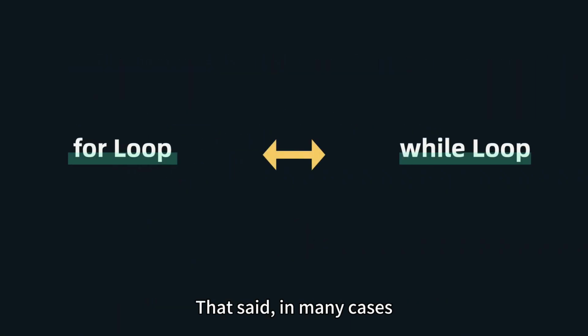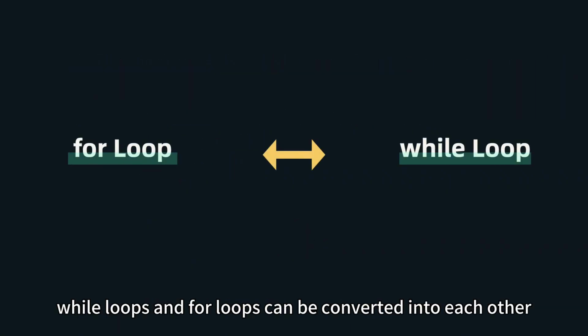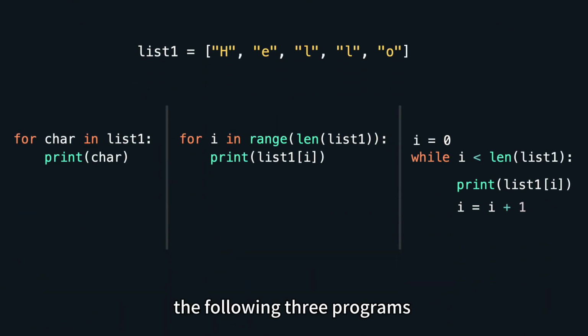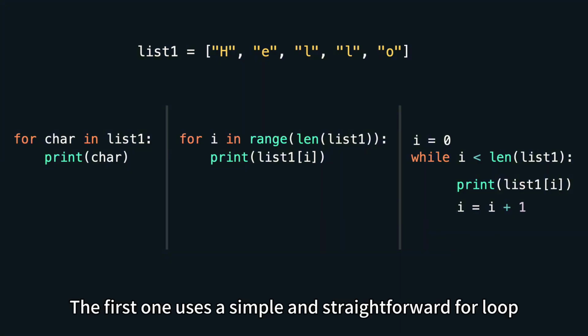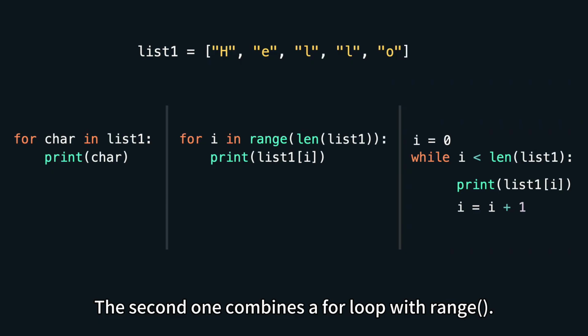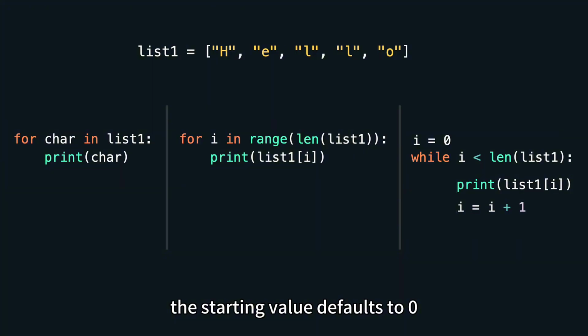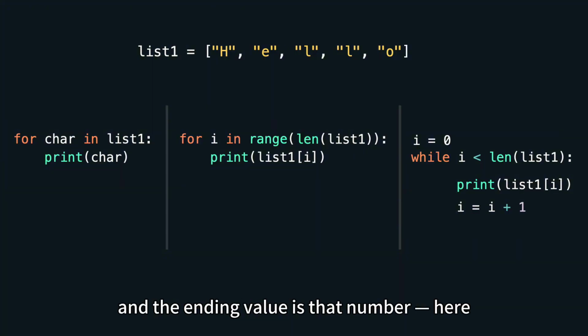That said, in many cases, while loops and for loops can be converted into each other. For example, the following three programs all print every element in a list. The first one uses a simple and straightforward for loop. The second one combines a for loop with range. When range is given only one value, the starting value defaults to 0 and the ending value is that number.